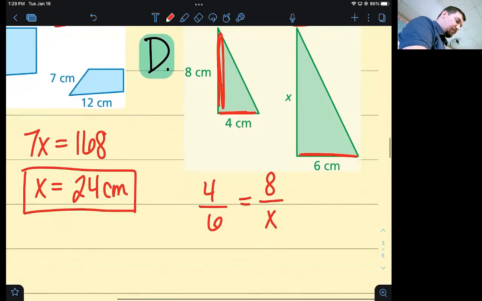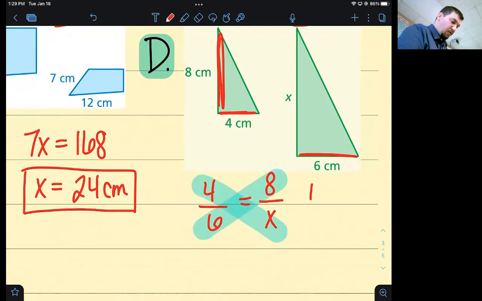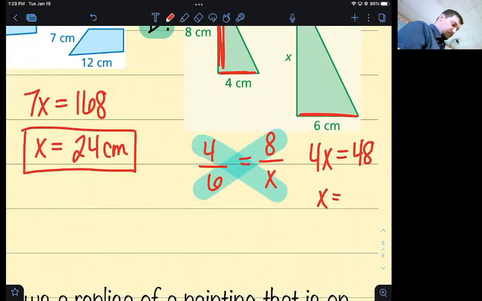Seth, what do you get when you cross multiply the 6 and the 8 together? 48. Good. So we got 4x equals 48. And tell me what x is going to equal. You may need a calculator. X equals 12. 12 what? 12 centimeters. Good.